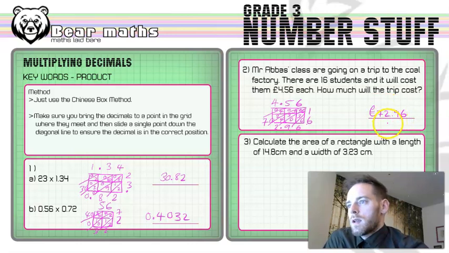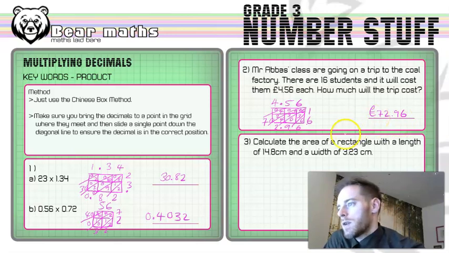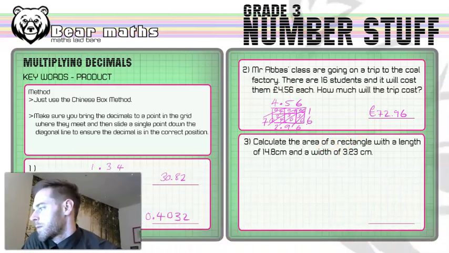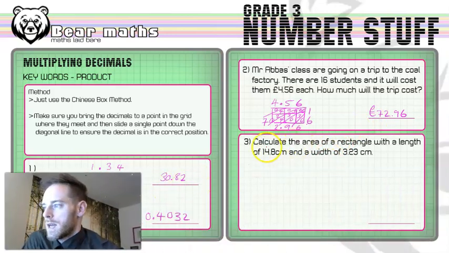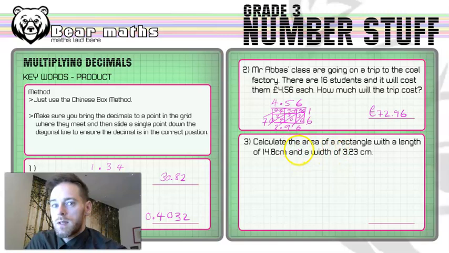Some people might have put £7,296 and you'd be thinking that's not a sensible answer, so you'd have to revise what you've done and figure out where you've made a mistake. Now in question 3, I am going to read that one and see what I have to do. This is more contextual and introduces another topic as well, and I quite like doing this with these sorts of things, so be wary of that.